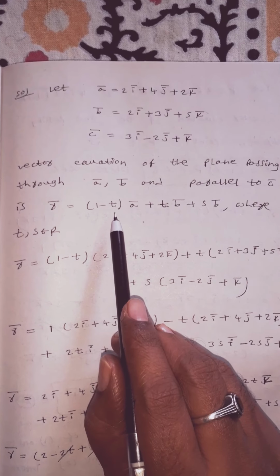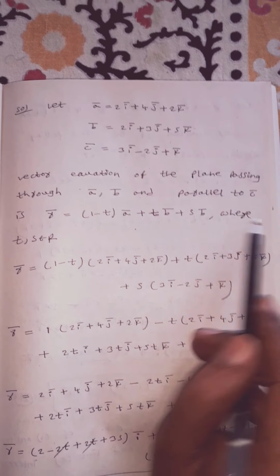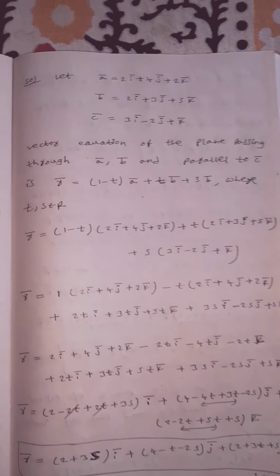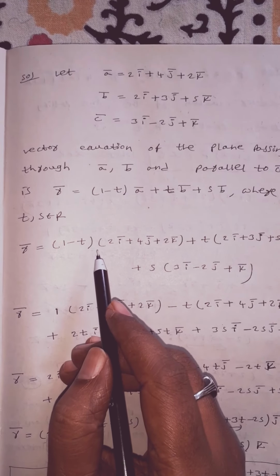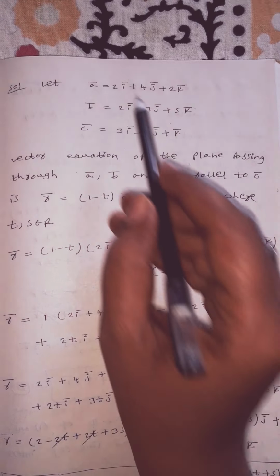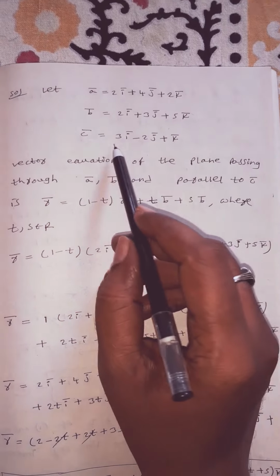r bar is equal to (1 minus t) a bar plus t b bar plus s c bar, where t, s belong to R. I already told you in the points, children. So r bar equals (1 minus t) a bar, write it as it is, where a bar means this value is given, plus t b bar, where this value is given, plus s c bar, where this value is given, children.